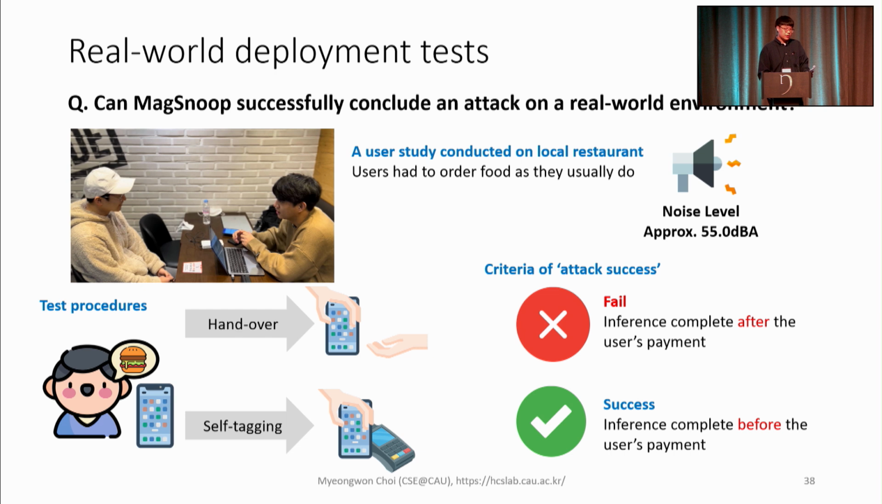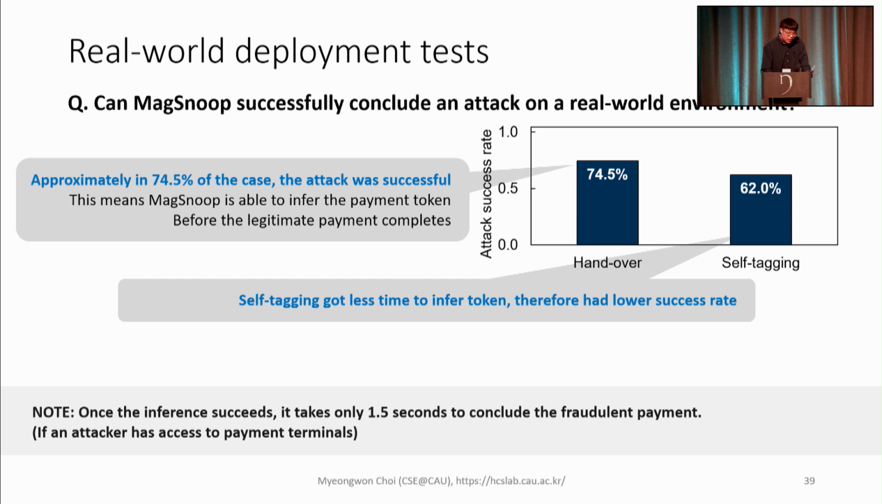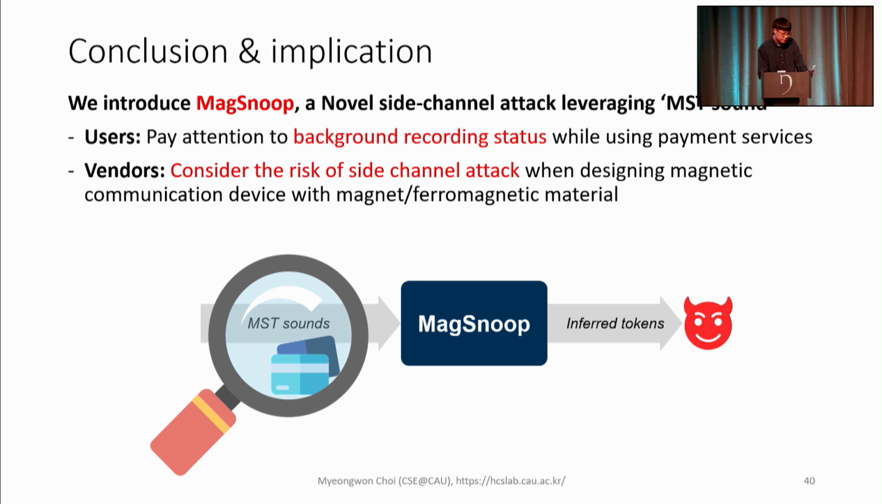We consider an attack successful if MagSnoop infers the token before the victim's payment. We can confirm that in both scenarios, in more than 60% of the cases, MagSnoop was able to infer the payment token before the user completed the payment. When the user had to hand over their phone to the clerk, there is some time delay in handing over the phone, so this means more time for MagSnoop to eavesdrop, so it shows better performance.